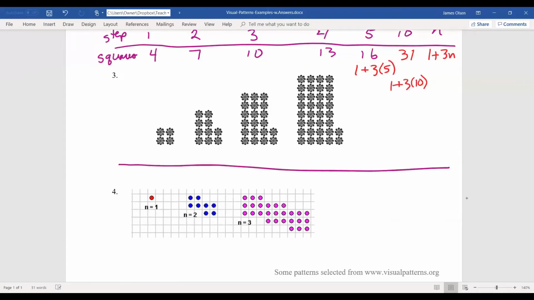Once again, we're going to make a table for ourselves. Here's step 1, step 2, step 3, step 4. I need to figure out step 5, step 10, and step 11. Step N is the step number or the pattern number, and this is the number of flowers. And you might count these up and figure out if you can figure out a way to count them.